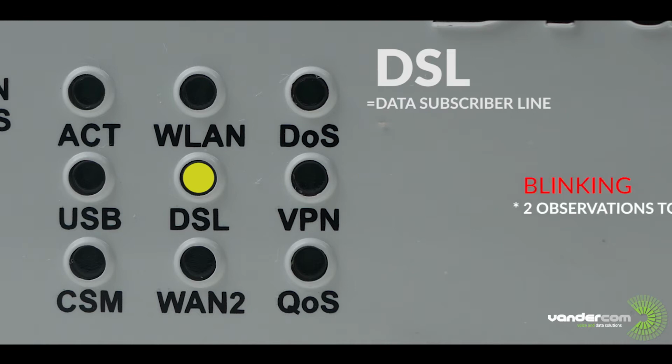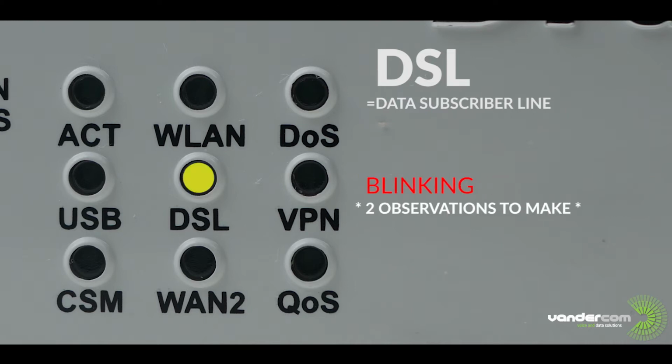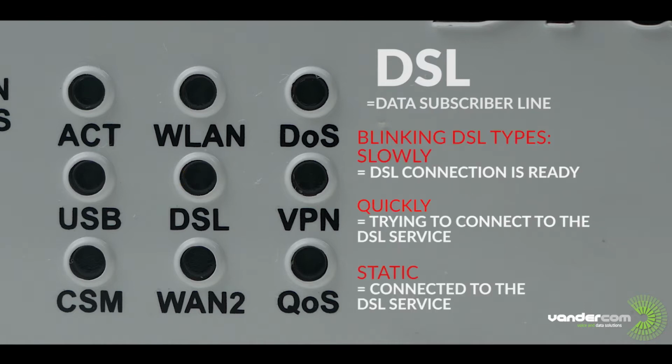If this light is blinking, there are two observations to make. Slowly means the DSL connection is ready. Quickly, trying to connect to the DSL service. Static, service is connected to the DSL service.